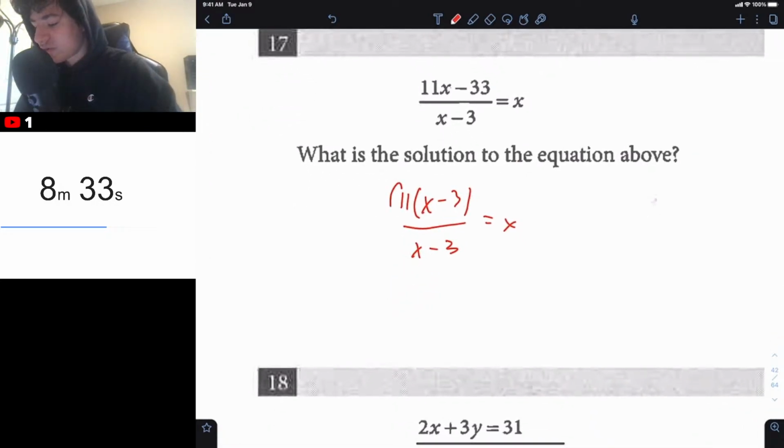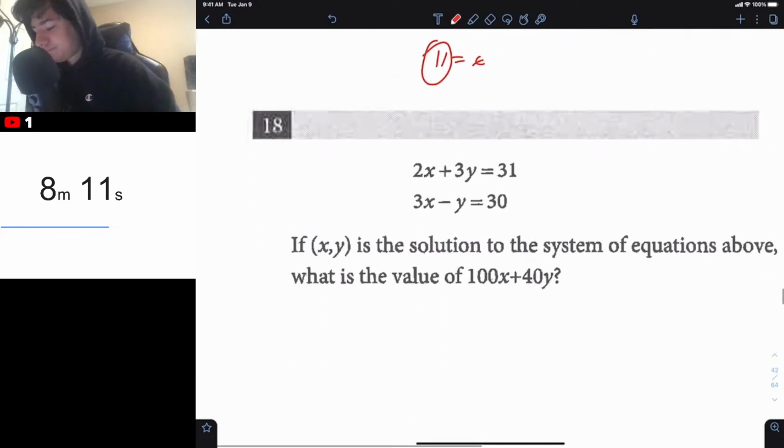Because look, if I distribute this 11 in, I'm just going to get the same thing I had up here, which is good because that means I didn't change the inherent value of what I had. I just rearranged it a little bit. I factored out the 11 because 11 goes into 11x and it goes into negative 33. So pulled it out, cancel, 11 equals x. So the answer is 11.